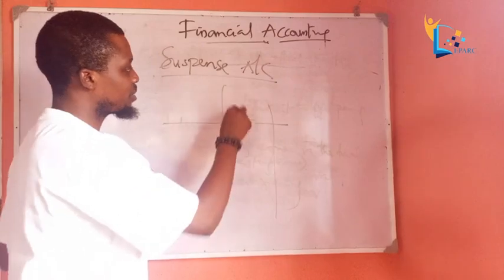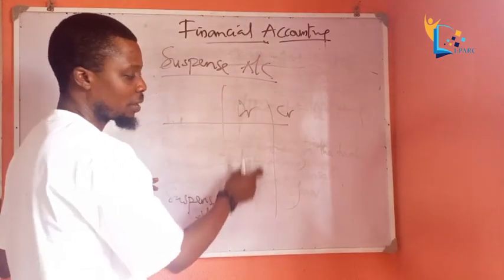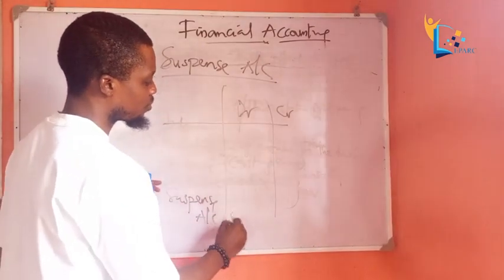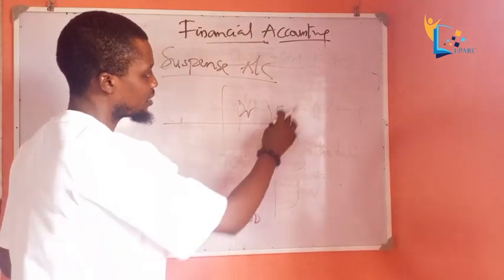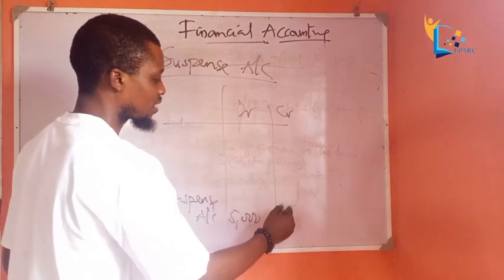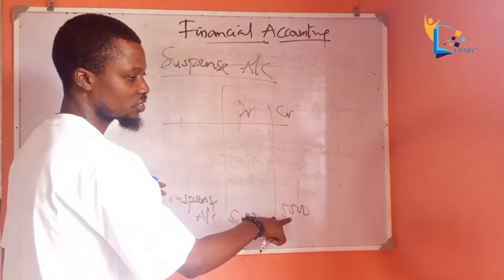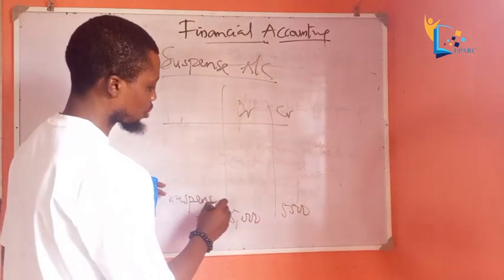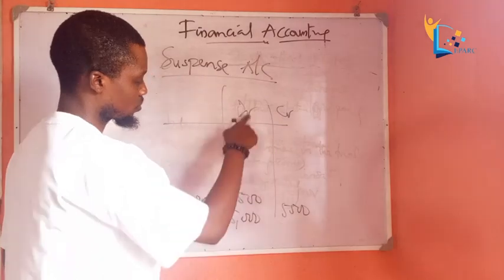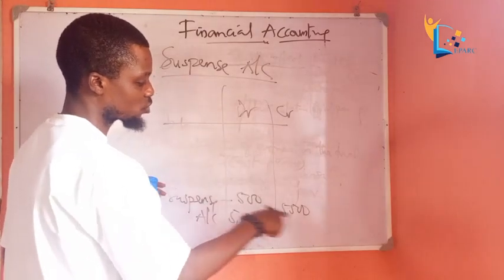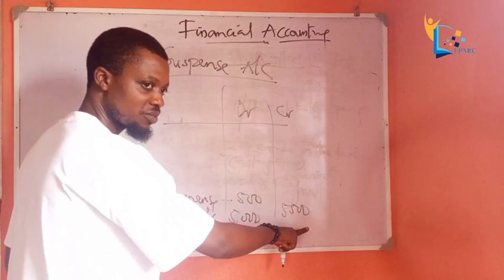Let's say, for instance, the debit side of our trial balance has a total of maybe 5,000, and the credit side of our trial balance has a total of 5,500. Now the difference here is how much? It's 500, right? So the suspense account will be debited. We have a debit balance of 500, so that we can have 5,500 on both sides.